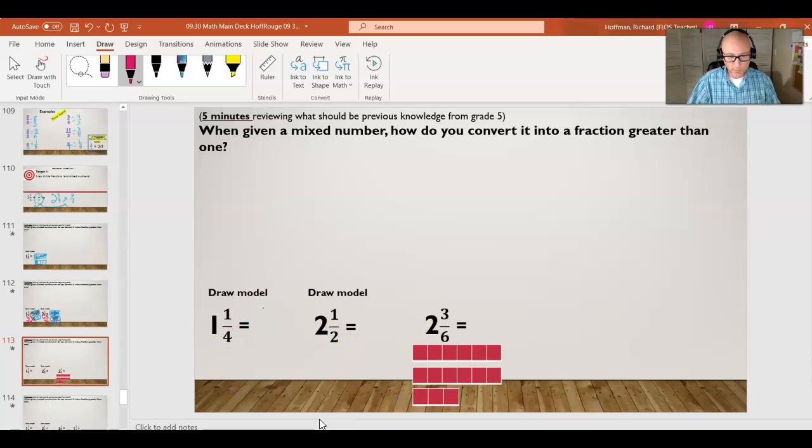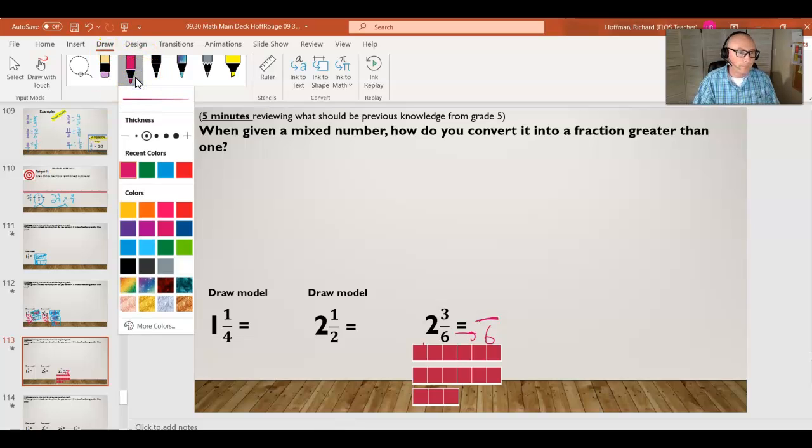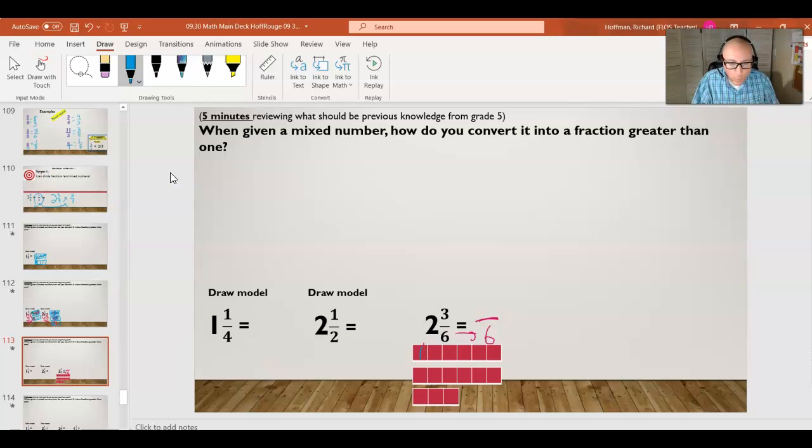Like, for example, this one, 2 and 3/6. How many sixths is that? So right away, we know we put the 6 on the bottom, right? That's where that comes from. So how do we get this? We got 1, 2, 3, 4, 5, 6. How many sixths? 7, 8, 9, 10, 11, 12, 13, 14, 15. 15 sixths. So the 15 goes on top.